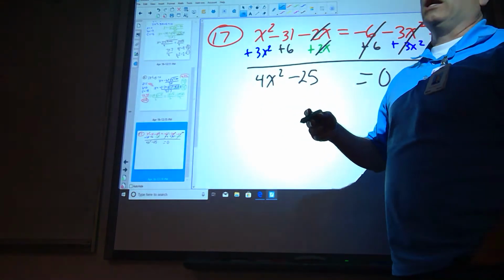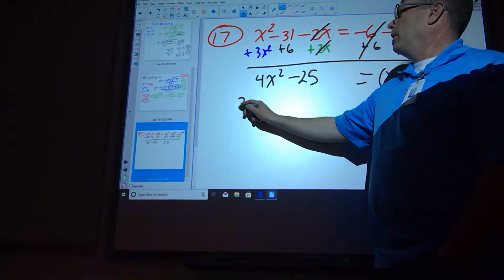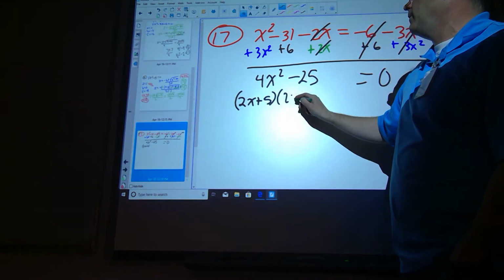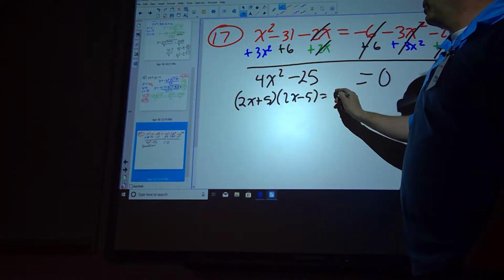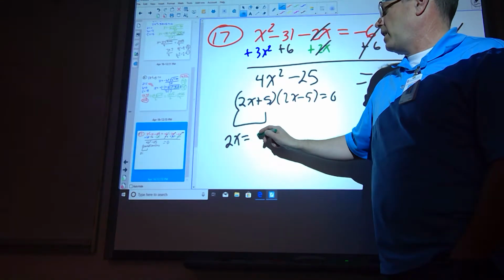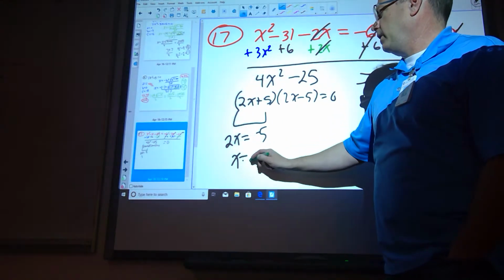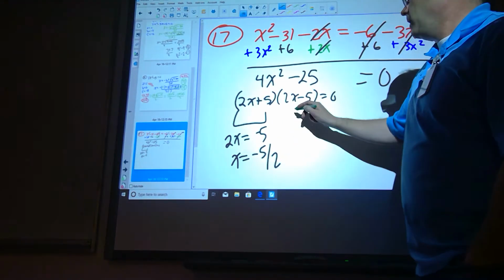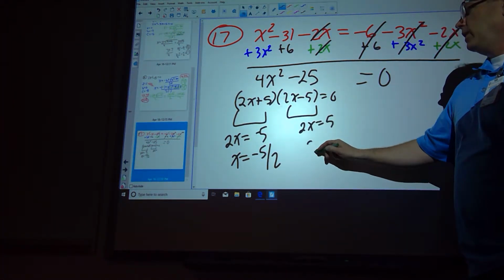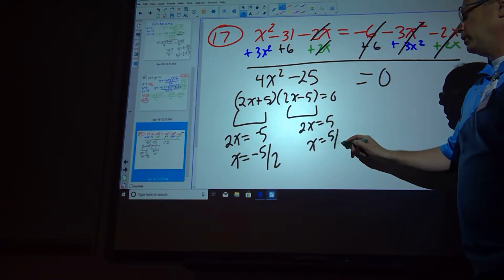Could you use the quadratic on it? Sure, you just have the b value. But you could also say, well, this is going to factor into 2x plus 5 and 2x minus 5. Set those both equal to 0. So that's going to give me 2x equals negative 5, so x equals negative 5 over 2. And that's going to give me 2x equals 5, so x equals 5 over 2. There's my 2 answers.